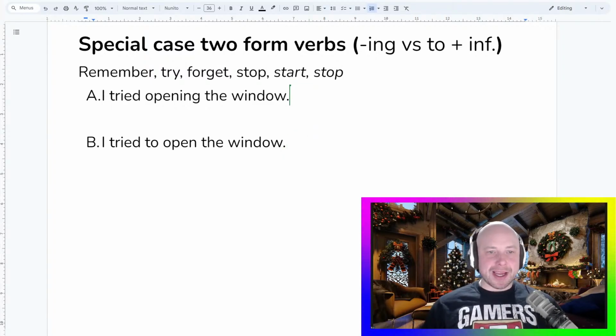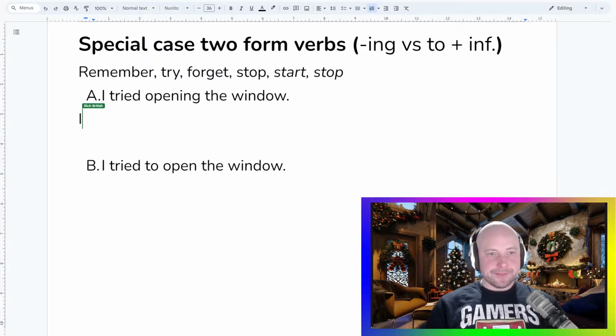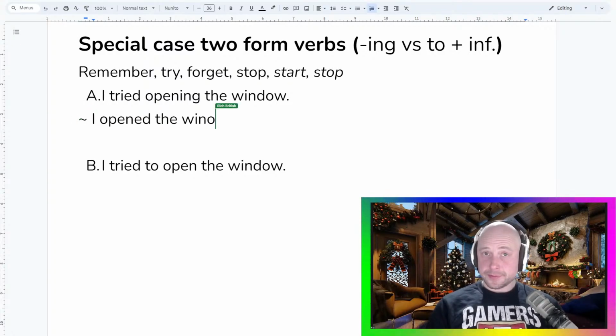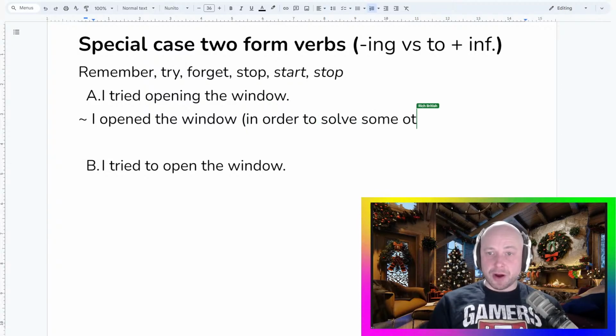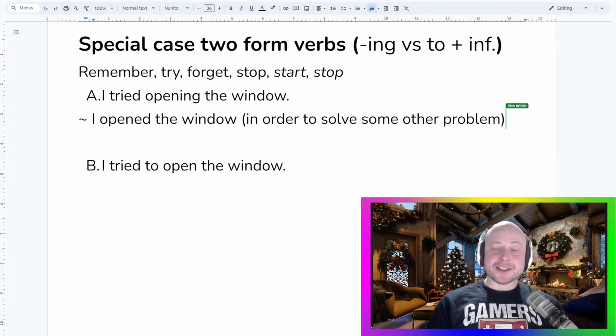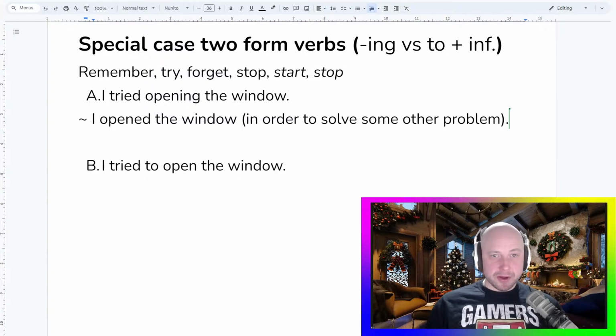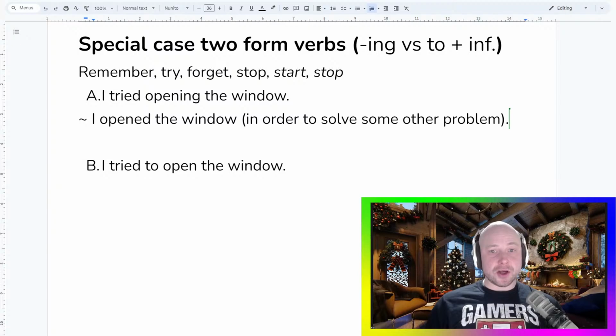So I tried opening the window means I opened the window. And probably I did that in order to solve some other problem. Now, did it solve that problem? I don't know. But I did open the window. That is a fact. So I tried opening the window means I opened the window, and I was trying that to solve a problem.